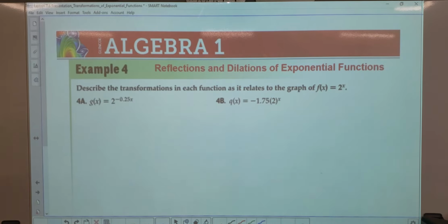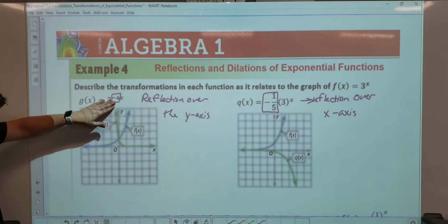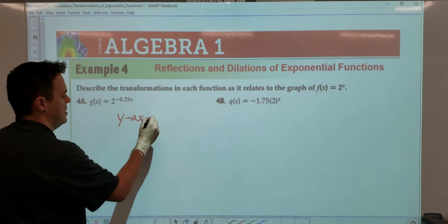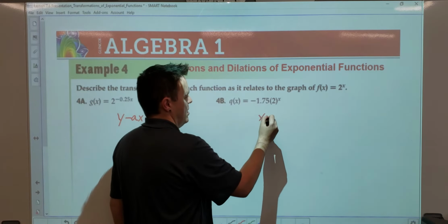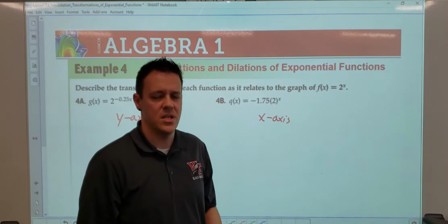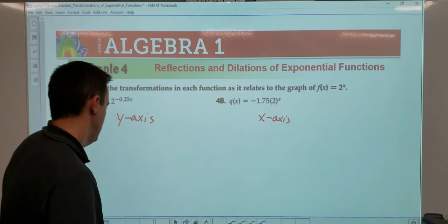All right, last part of the transformations. If you go back and look, you can tell me the reflection: if it's a negative in front of the x, this is over the y-axis, and then this would be over the x-axis, the reflection. I'm not going to write the rest. You guys get the gist. Now we're going to put everything together.